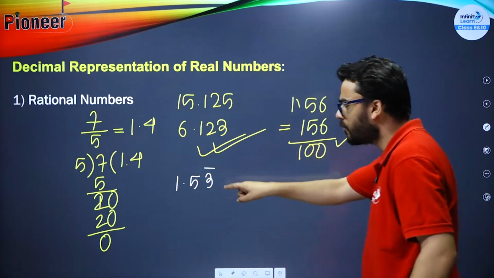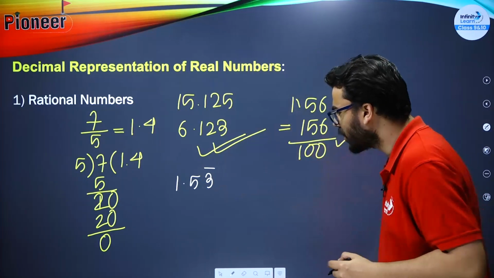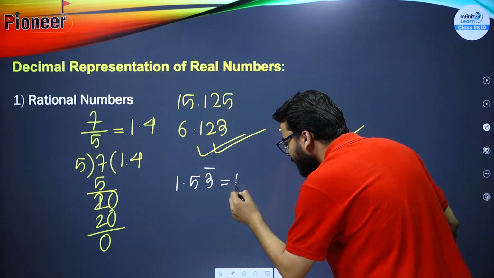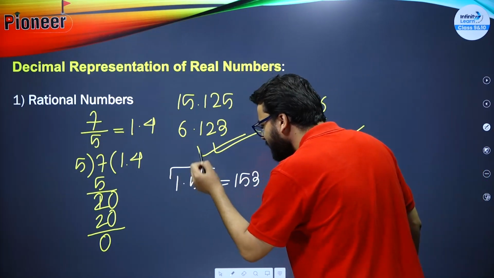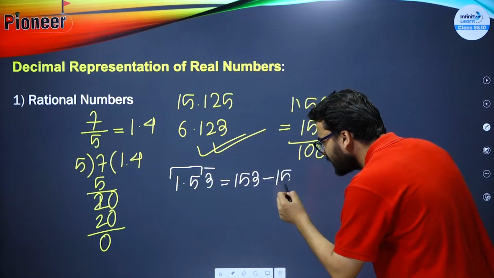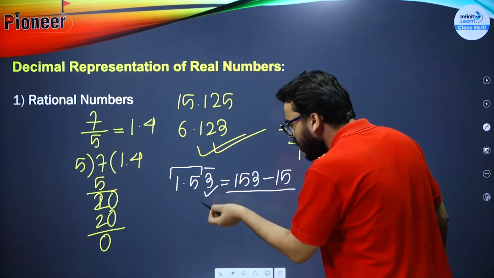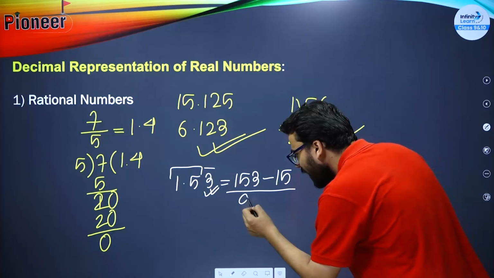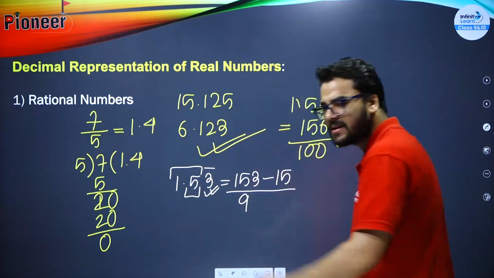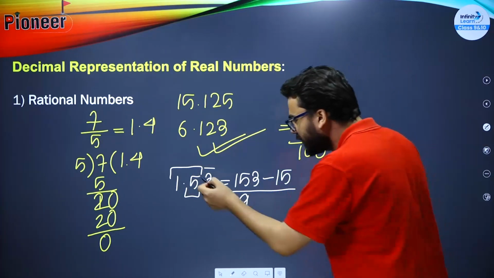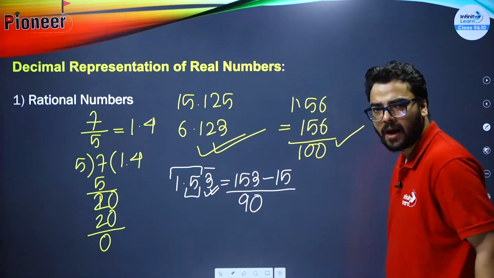For example, I've got 1.53 with a vinculum over 3. So what is the shortcut over here, guys? Write the complete number, that is 153 over here. Now subtract the number on which bar is not there. So you see on 15 bar is not there. Divided by, you see on one digit bar is there, or you can say vinculum is there, so 9 will come over here. Now on how many digits after the decimal bar is not there? One such digit is there, so you will write 10 over here. I hope this thing is clear.